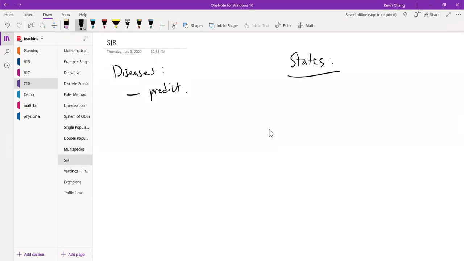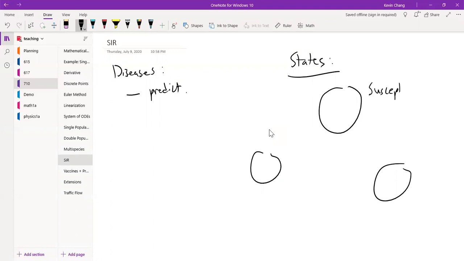States are essentially that every person in a society is going to belong in a specific state. So the most simple kind of model is going to be something called SIR. SIR stands for susceptible, infected, and recovered. So let's say we have a susceptible state, we have an infected state, and we have a recovered state.